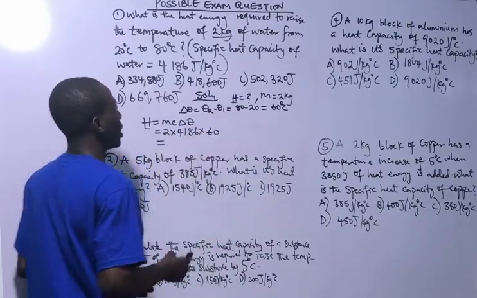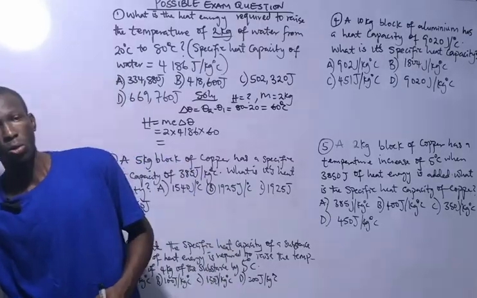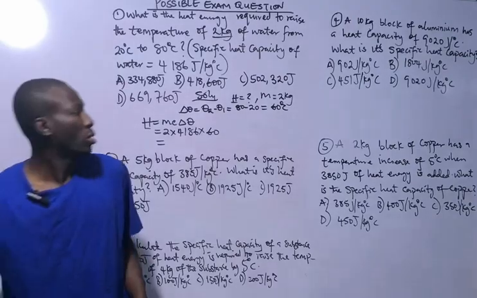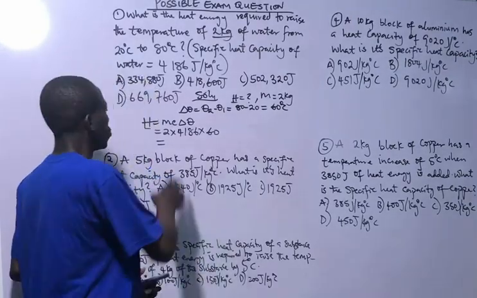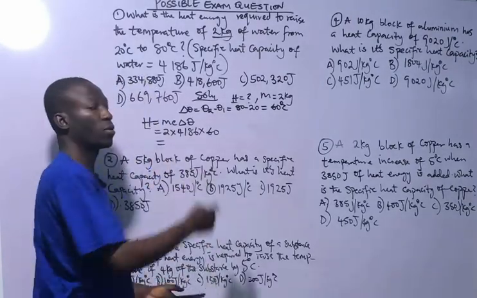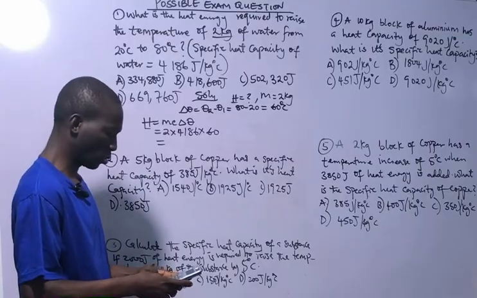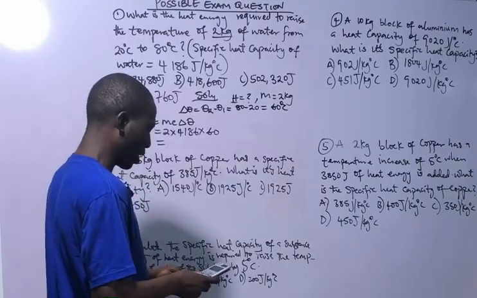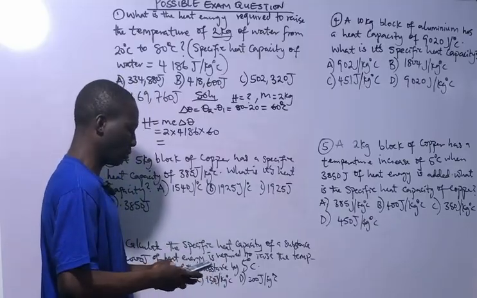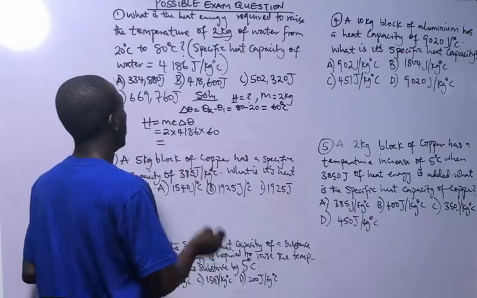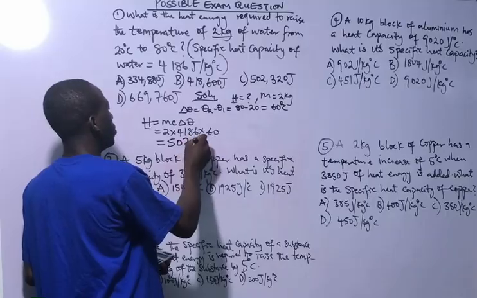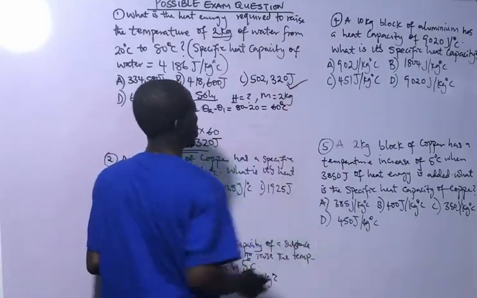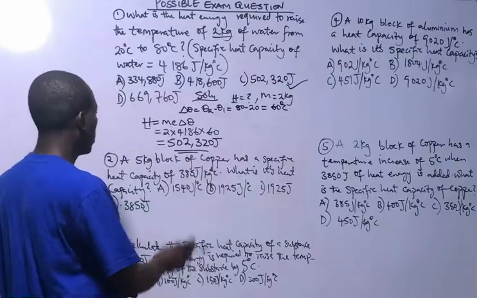To multiply this, let's make use of the calculator. We have 2 times 4186 times 60. So we'll have 502320 joule as the answer. So this is the answer. Now let's look at the second question.